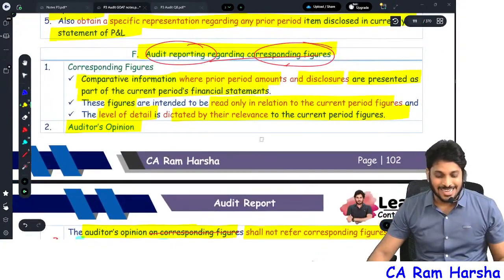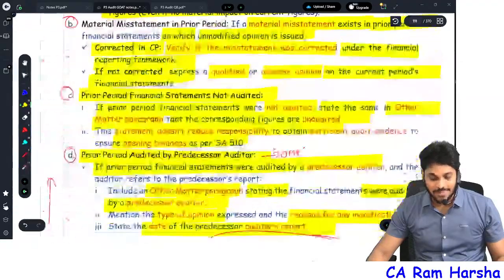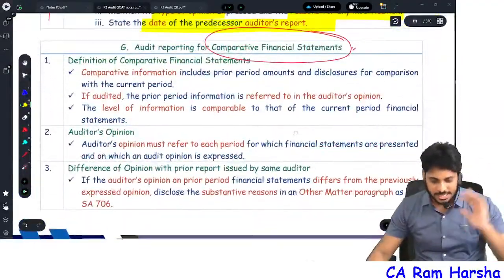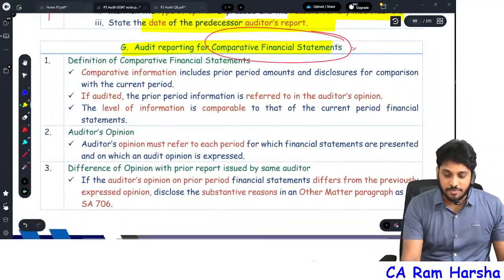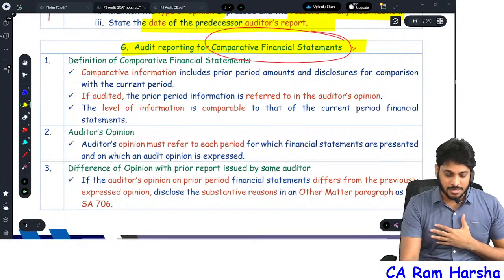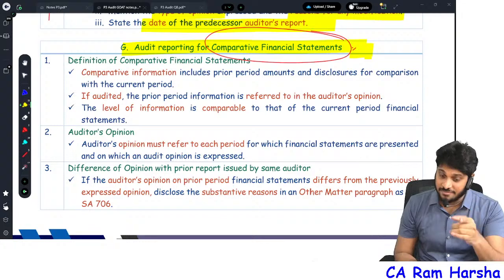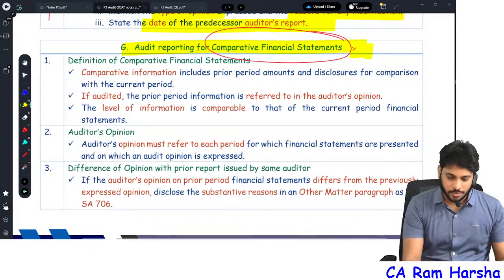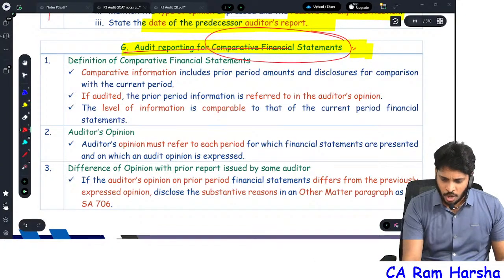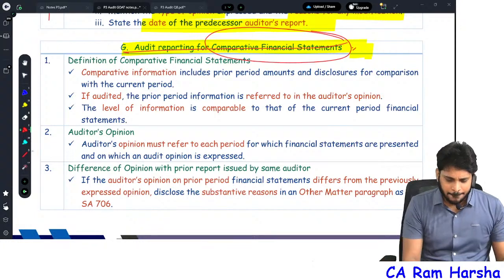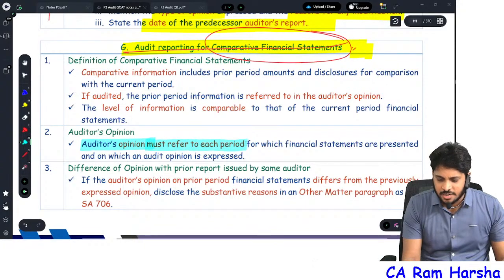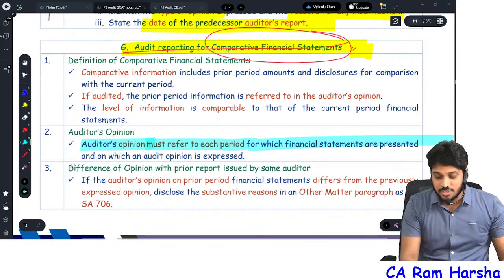Fine. So this is regarding corresponding figures. Next, audit reporting for comparative financial statements. In the recent CA Inter exam, January 25, it was asked. Remember, in CA Final also they can ask, obviously. So now, audit reporting for comparatives. For comparatives, the auditor's opinion shall refer to each period for which financial statements are presented.